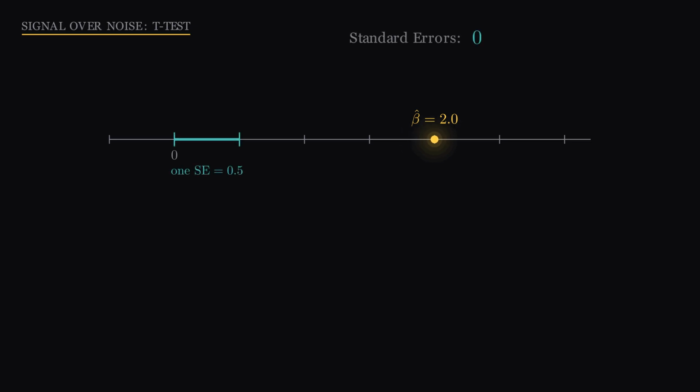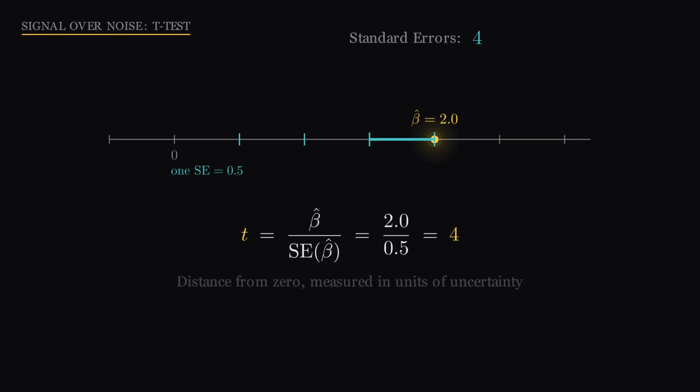To decide, we cannot look at the slope by itself. A slope of 2 might be enormous, or it might be nothing. It depends entirely on how much that slope wobbles. So we build a ratio. We take the estimate and divide it by its standard error. This is the t-statistic, and it answers one very specific question: how many standard errors away from zero is our estimate? Put simply, the t-statistic is signal divided by noise.